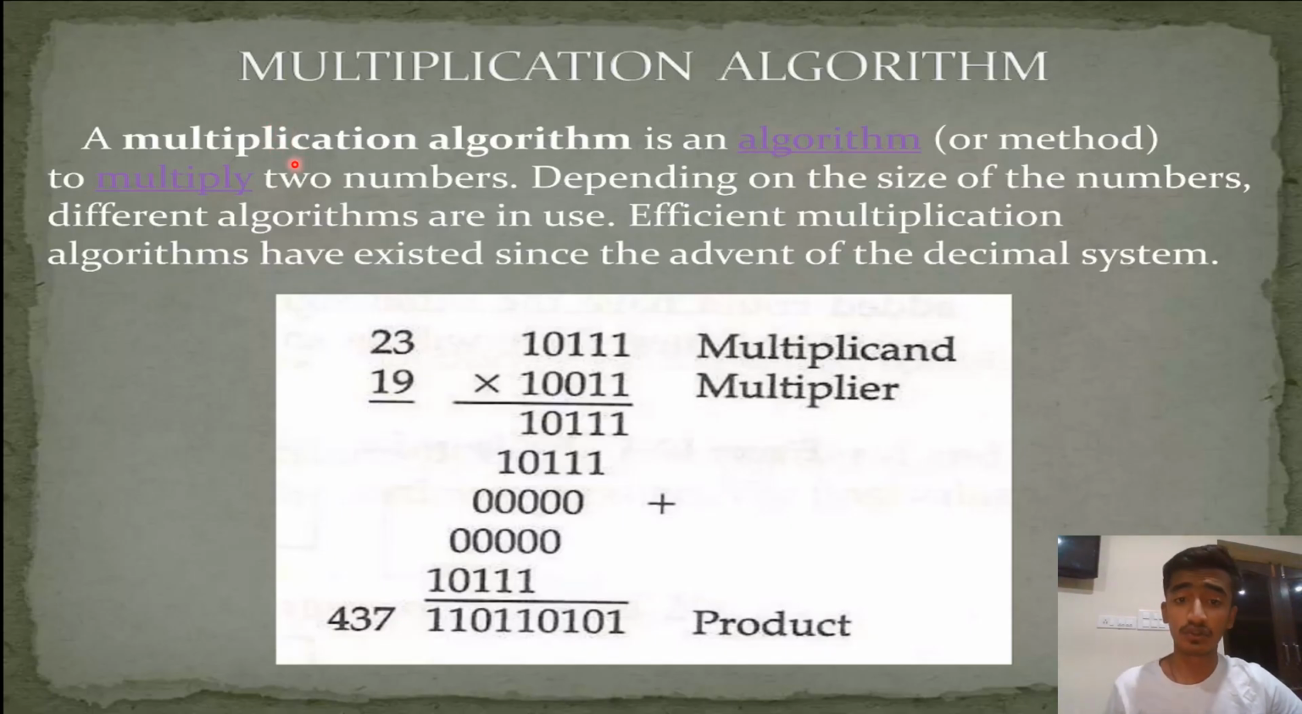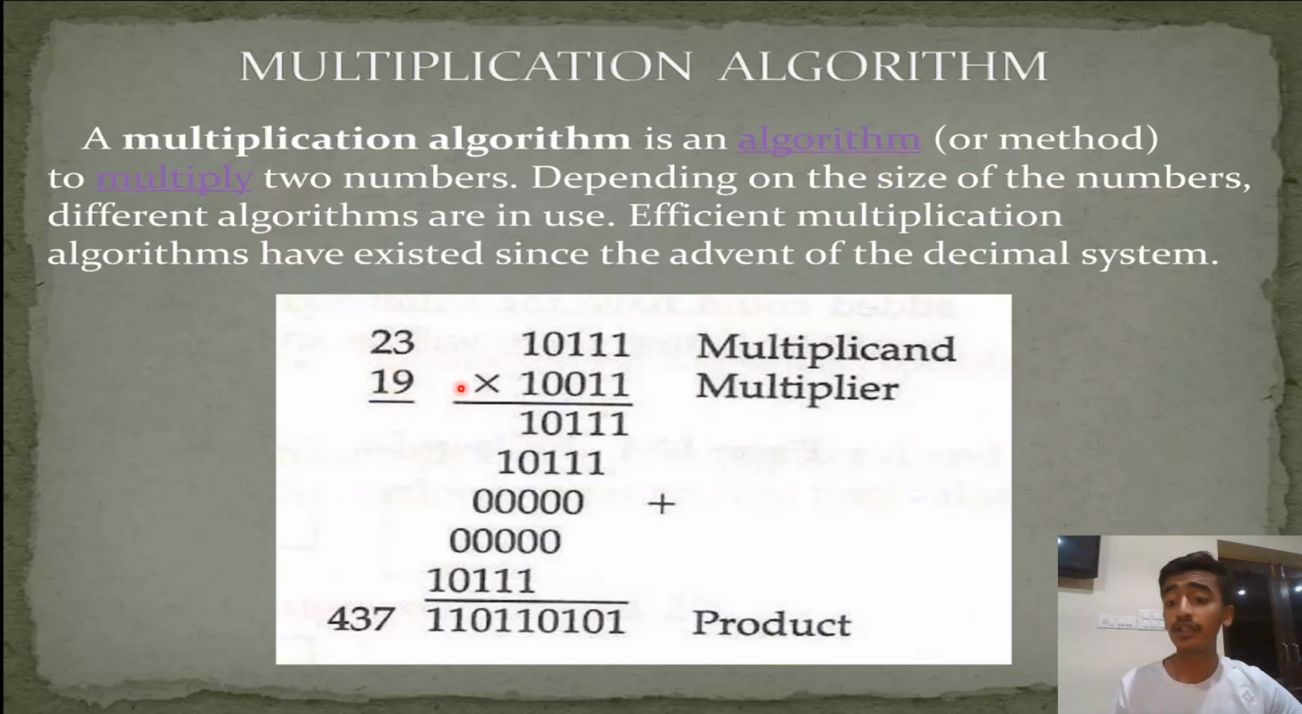What is a multiplication algorithm? A multiplication algorithm is an algorithm or a method to multiply two numbers. Depending on the size of the numbers, different algorithms are in use. Effective multiplication algorithms have existed since way back from the decimal system. For example, we can multiply 23 into 19.